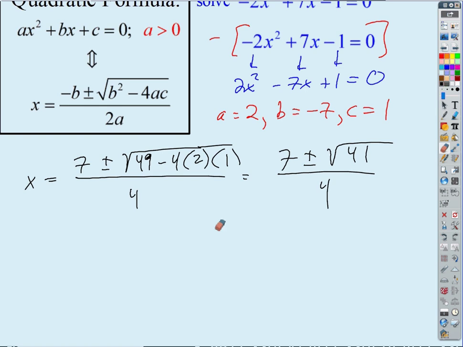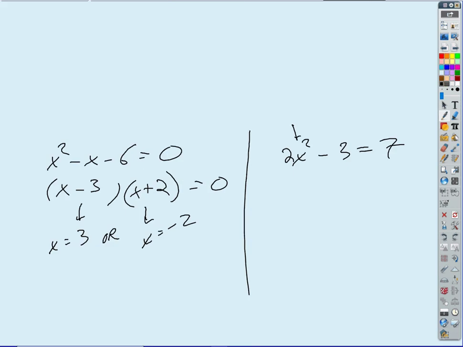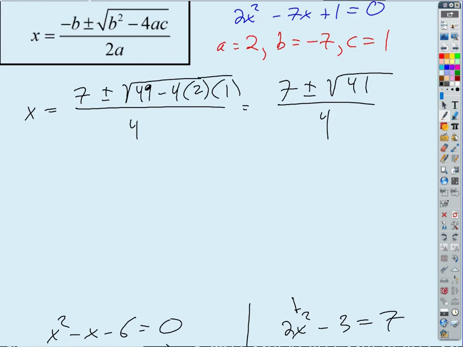Now I can see that the square root of 41 is not going to simplify. No matter what, I'm going to get stuck with a radical there. 41 is not a perfect square. So I'm not going to be able to combine these on the top. They're not going to be like terms. So as soon as I know they're not like terms, I'll just go ahead and split this into two separate fractions. So I'm going to get 7/4 plus or minus the square root of 41 over 4.